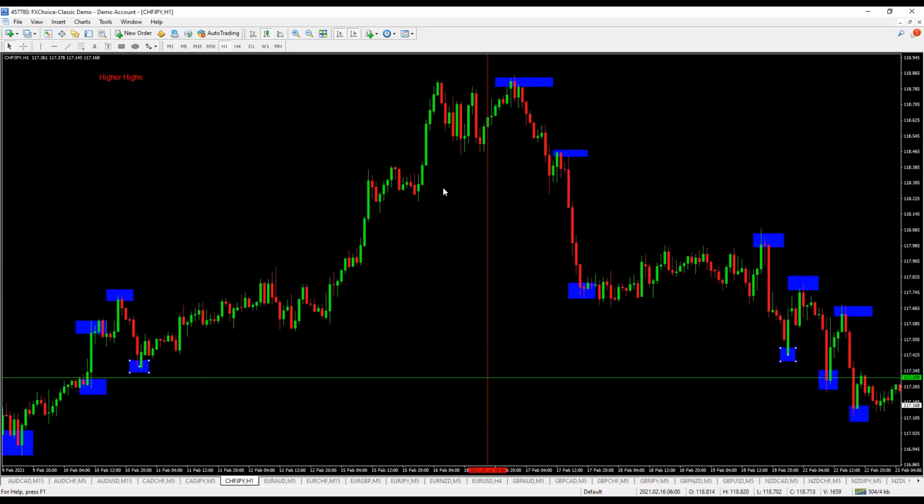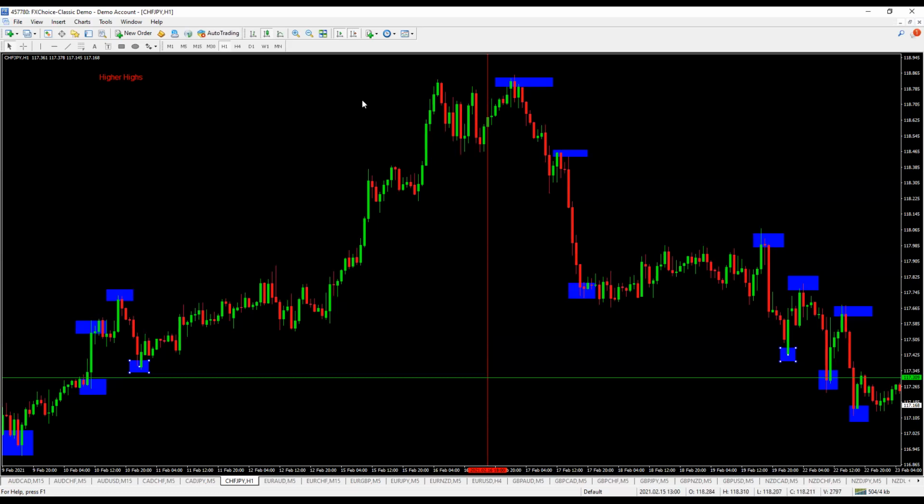So the question is, how does market structure help you in all of this? When you realize that no more higher highs are being created, no more higher highs and higher lows are being created, that is your indicator that the market trend is getting ready to change.